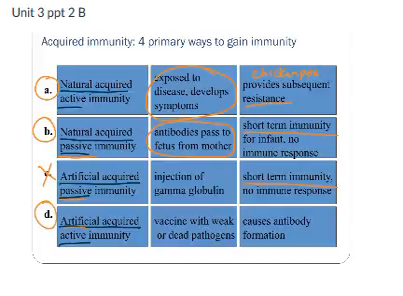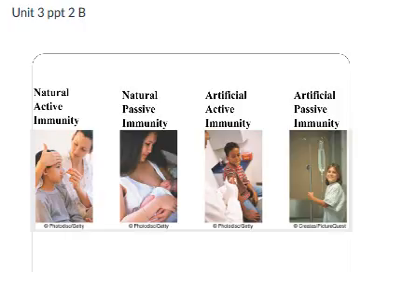Artificial acquired active, this one's real simple. It's a vaccine. This is when you use or cause antibody formation in the body by having a vaccine administered or giving or getting a vaccine. This is artificial because you didn't just become exposed to it. You literally went to the doctor's office to get it. Here are pictures to kind of help you with those four.